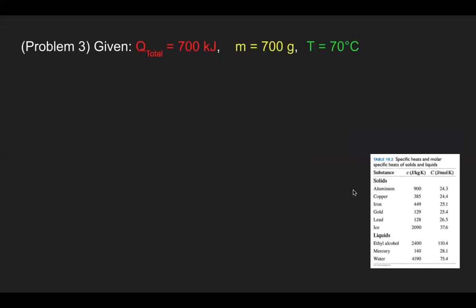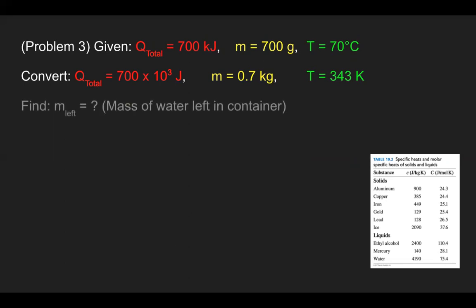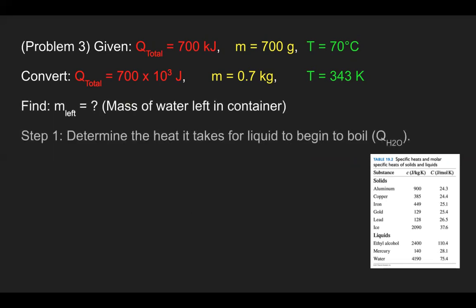So once again, we have what we're given, and we have to convert it to our standard SI units, which I've done here. And the first step is to determine the heat it takes for the liquid to begin to boil. So it's still in its liquid phase, but once it reaches the boiling temperature at 100 degrees Celsius, that's when we know that it begins to change into the vapor state. So that's where the phase change actually occurs.